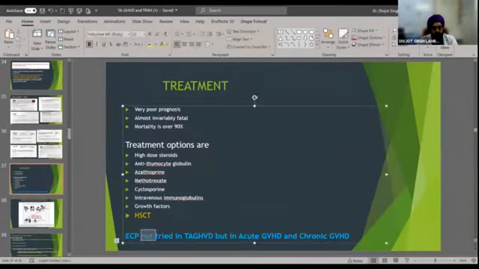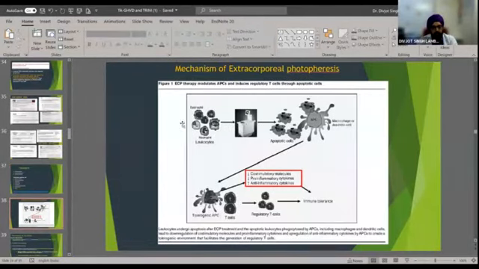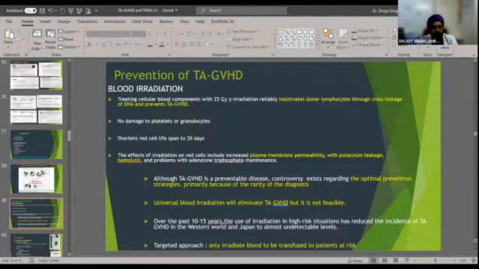And ECP has not been tried in TA-GvHD, but in acute GvHD and chronic GvHD. So coming to prevention, blood irradiation is the solution to prevent and inactivate donor lymphocytes. It occurs through cross linkage of DNA and prevents TA-GvHD. So effects of irradiation on red cells are also there.